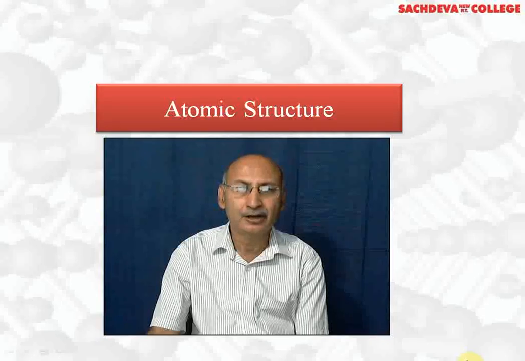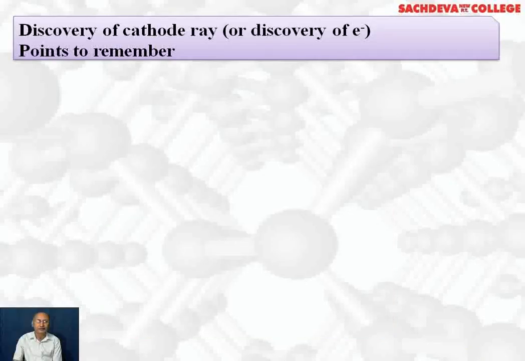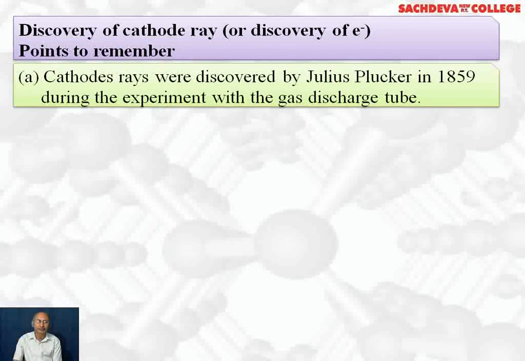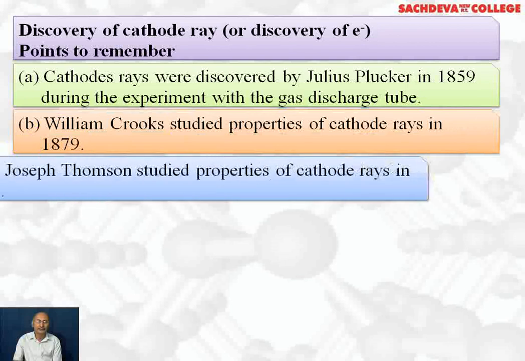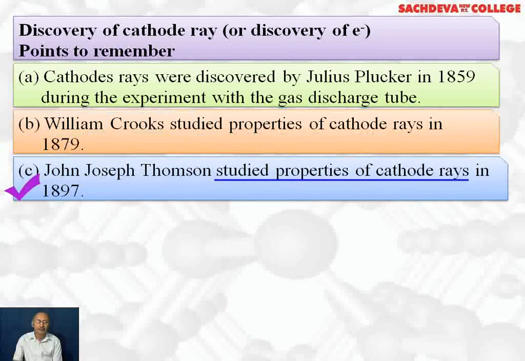Let's take up atomic structure. First topic is discovery of cathode rays or discovery of electrons. Cathode rays were discovered by Julius Plucker in 1859 during the experiment with the gas discharge tube. William Crookes studied properties of cathode rays in 1879. Thomson studied properties of cathode rays in 1897.